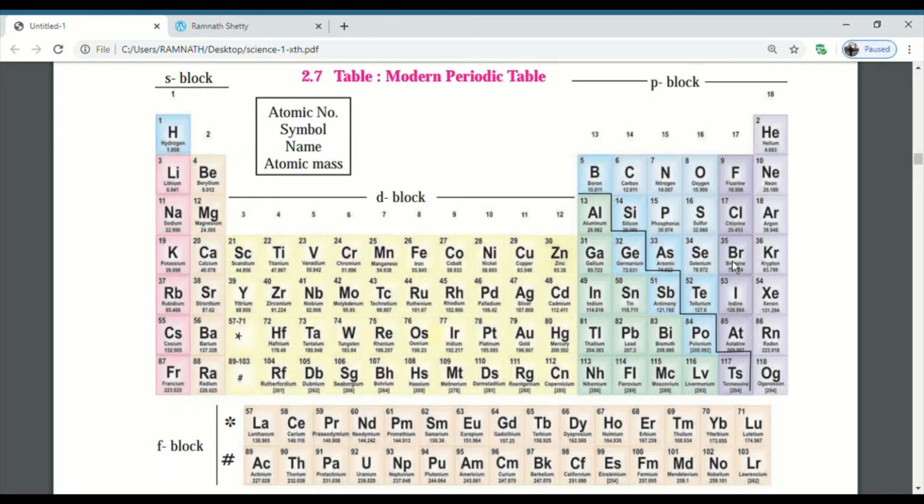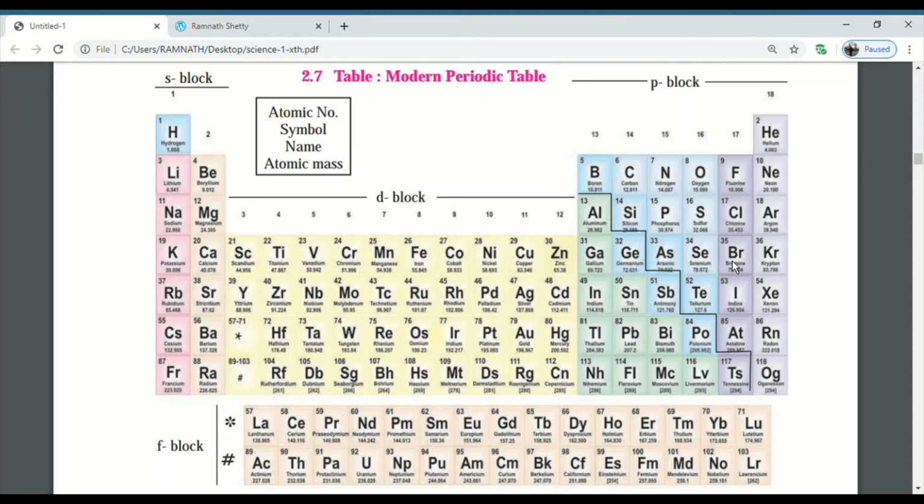So you have to remember this critical point, that the modern periodic table is based on the modern periodic law, which states that the properties of the elements are the periodic functions of their atomic numbers. Yes, the properties of the elements are the periodic functions of their atomic numbers. An atomic number is basically the fundamental characteristic of an element because it is related to the number of protons, or we can say the number of electrons, and the number of electrons decides the reactivity.